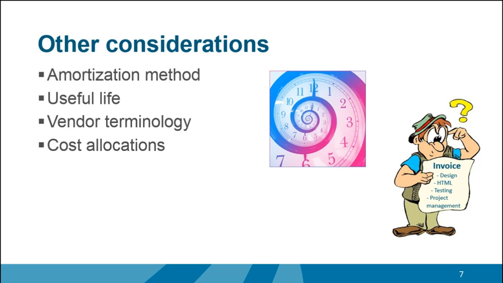Some other considerations include the amortization method, which is typically straight line, and a modest useful life should be selected due to the speed of technological advances. In practice, useful lives of 3 to 7 years are common.